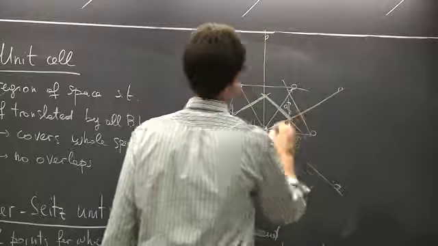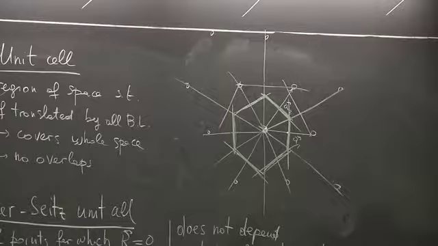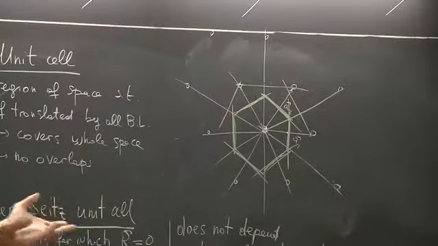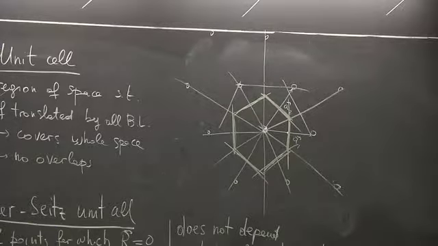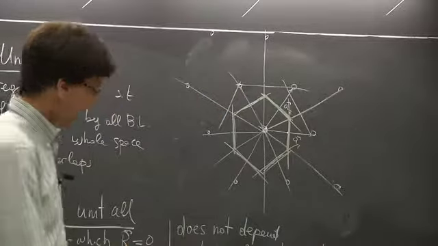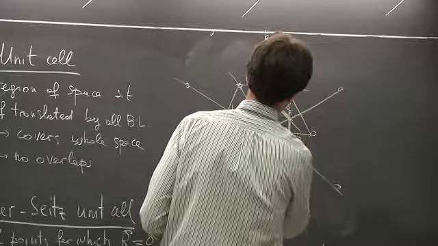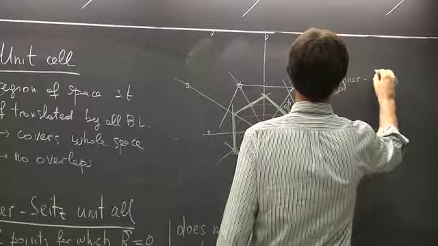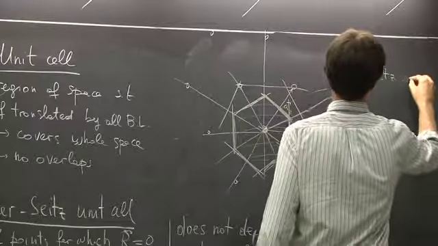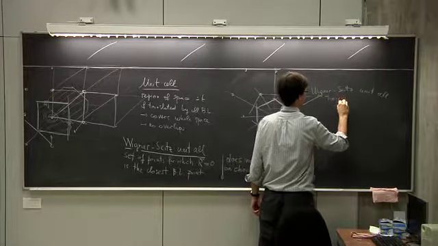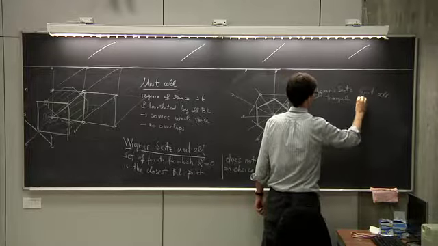is a perfect hexagon. You probably knew that, right? That if you take a hexagon, you can fill the space with a triangular lattice. If you try to fill the space with hexagons, you will generate a triangular lattice. So this hexagon here is the Wigner-Seitz unit cell for the triangular Bravais lattice.